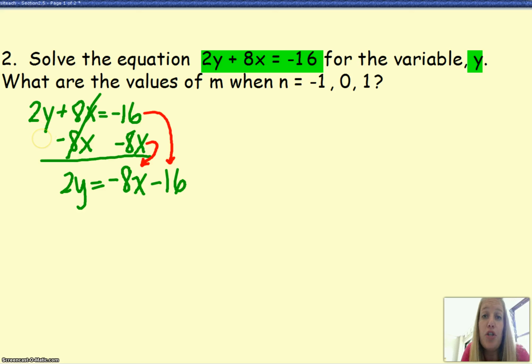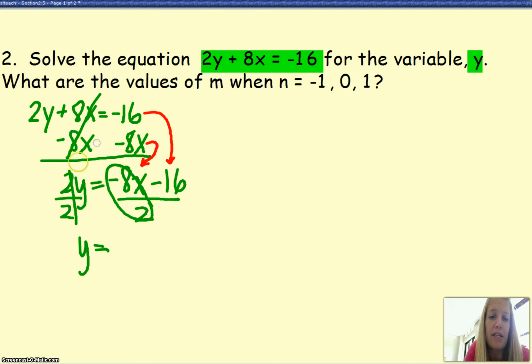Can't have the 2y. I just want y equals, so I divide by 2. I divide this whole thing by 2. Y equals, and again I'm going to distribute my 2 here. Negative 8 divided by 2 is negative 4x. 16 divided by 2 is 8, but there was a minus right here, so minus 8.